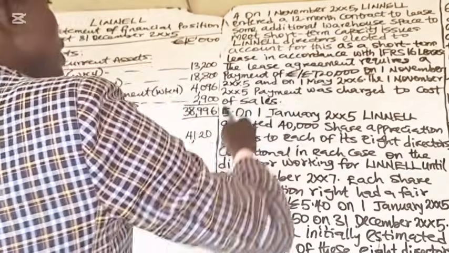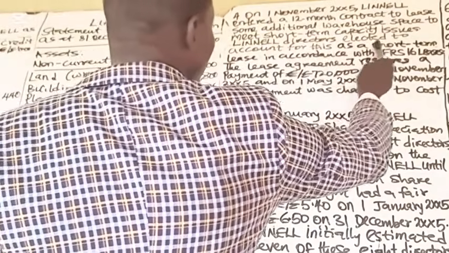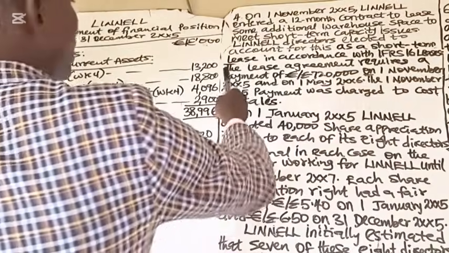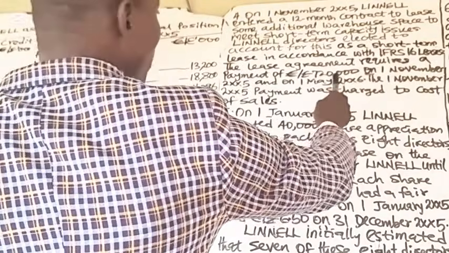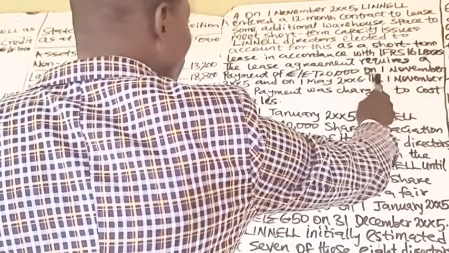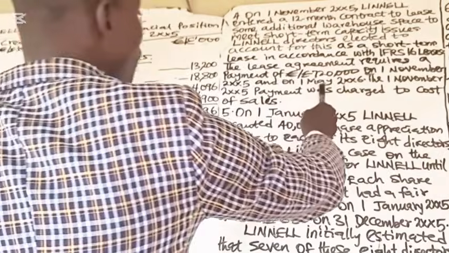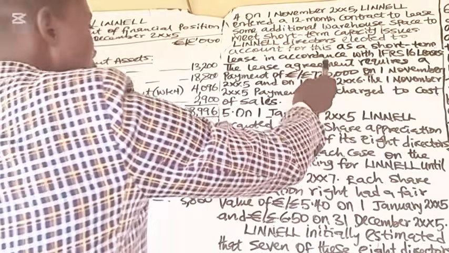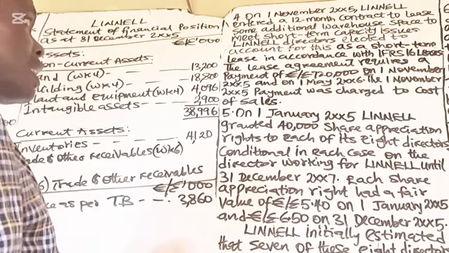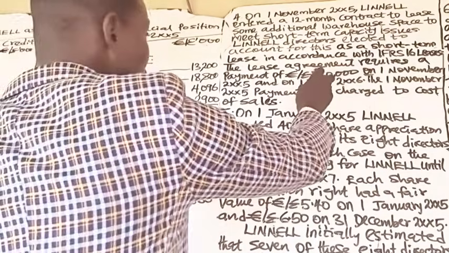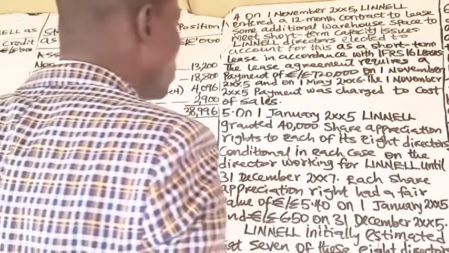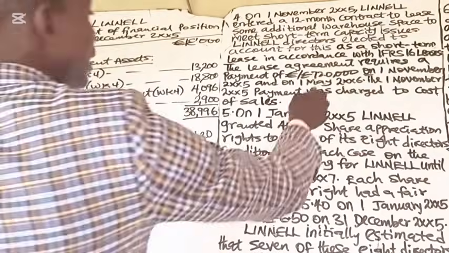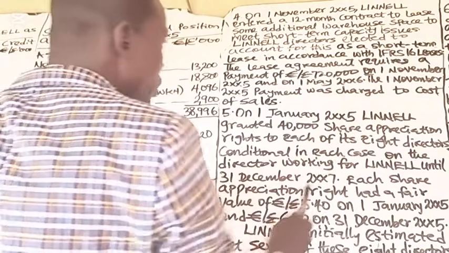capacity use. Linen directors elected to account for this as a short-term lease in accordance with IFRS 16 leases. The lease agreement requires a payment of $720,000 on 1st of November 2005 and $720,000 on November 2006. $720,000 plus $720,000 amounts to $1,440,000. You were told the 1st November 2005 payment was charged to cost of sales. So it means the first $720,000 has been charged to cost of sales.